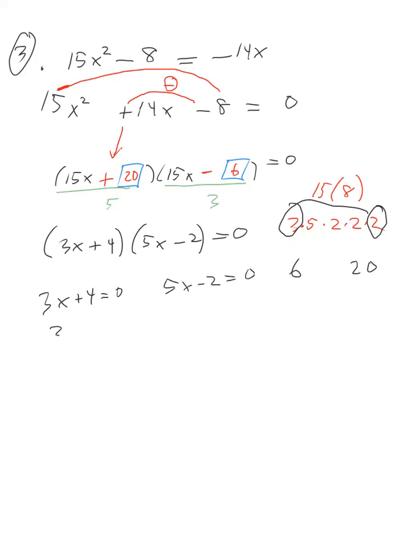And we'll move the 4 over to the right side. It becomes negative 4. Move the negative 2 to the right side, it becomes positive 2. Divide by the 3 on the other side and get x equals negative 4 over 3. Then x equals 2 over 5, like that. Perfect. All right, so that one's finished.